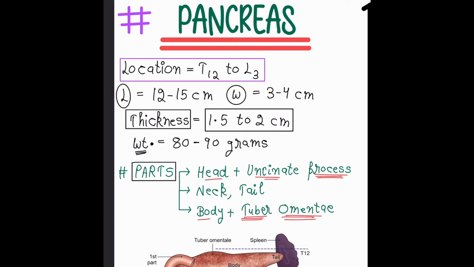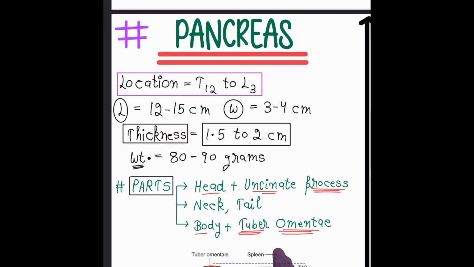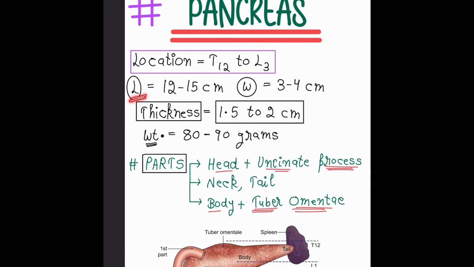All right, so let's talk about the pancreas here. The pancreas is located at the T12 to L3 vertebra. Okay, so for the location of the pancreas, it's located at the T12 to L3 vertebra, right? The length of the pancreas varies between 12 to 15 centimeters. The width varies between 3 to 4 centimeters, and its thickness varies from 1.5 to 2 centimeters.